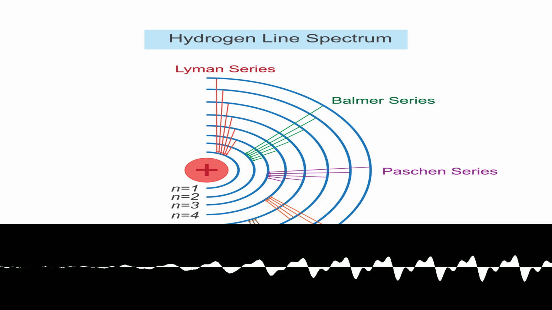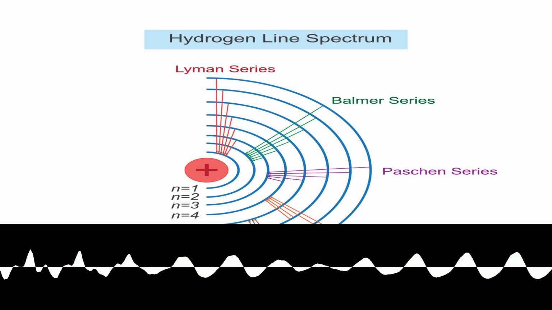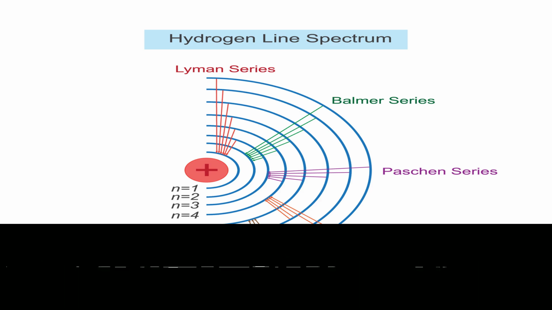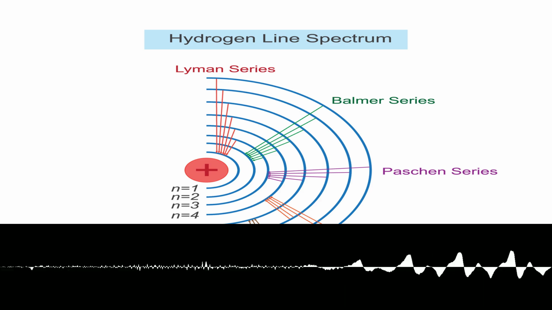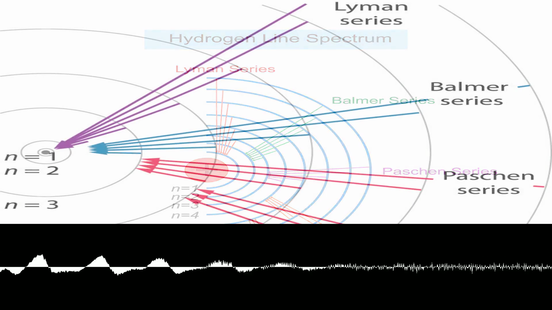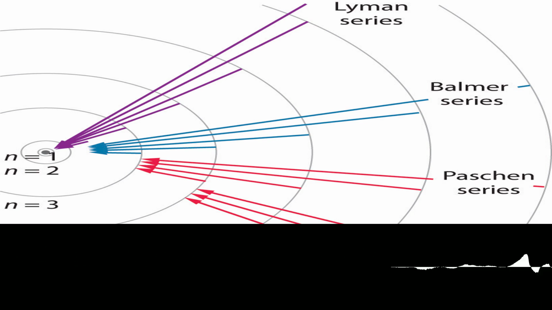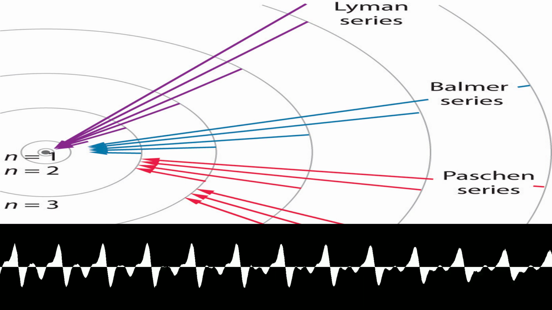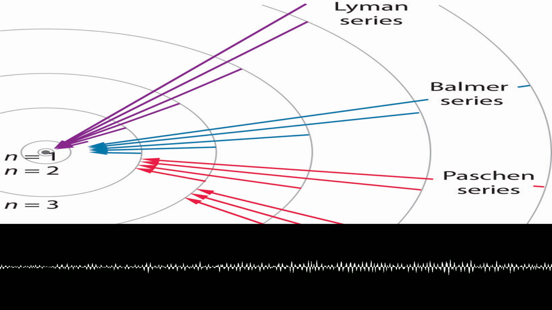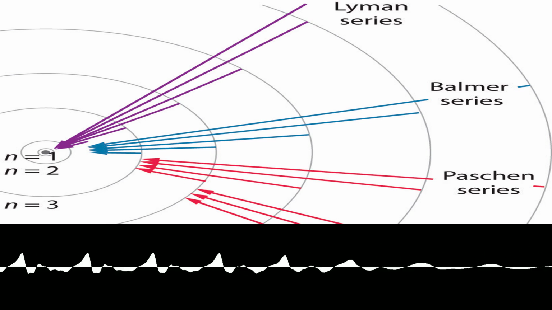This correction, proportional to alpha squared divided by n squared, where alpha is the fine structure constant, a dimensionless quantity approximately equal to 1/137, and n is the principal quantum number, accounted for the fine structure of spectral lines, the small splitting of spectral lines observed at high resolution. The relativistic correction effectively lifted the degeneracy of energy levels with the same principal quantum number but different azimuthal quantum numbers, resulting in the observed fine structure. Sommerfeld's relativistic model provided a remarkably accurate description of the hydrogen spectrum, accounting for both the gross structure predicted by Bohr and the fine structure observed experimentally.